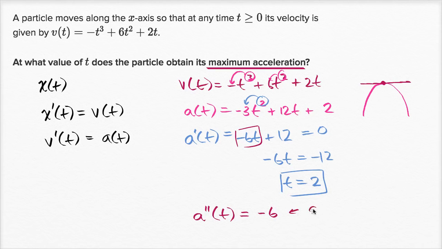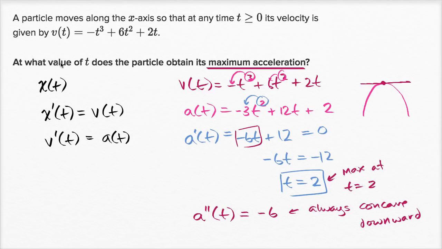So we are always concave downward. And so by the second derivative test, at t equals 2, our second derivative of our acceleration function is going to be negative. And so we know that this is our maximum value, or max, at t is equal to 2. So at what value of t does the particle obtain its maximum acceleration? At t is equal to 2.